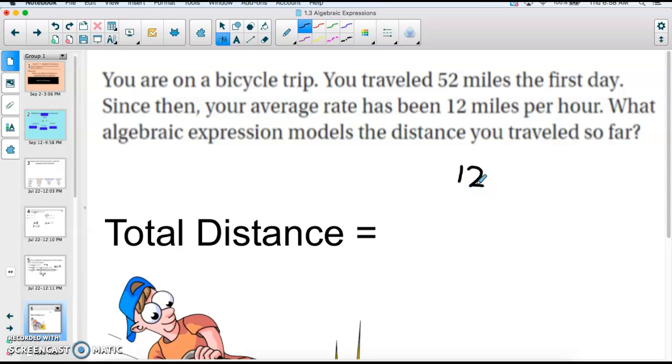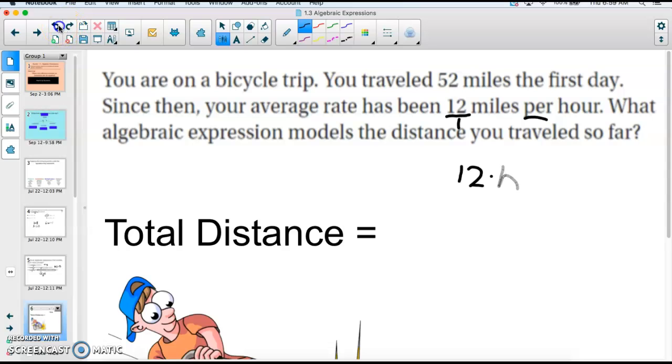Now, usually per, that would be division, right? So 12 miles divided by 1 hour, right? 12 miles for every hour. Now, that's where the division kicks in. But then we're going to be multiplying it by however many hours we're biking, right? And so if we biked for 2 hours, we're going to go 24 miles, right? So we're going to go 12 times however many hours we traveled.